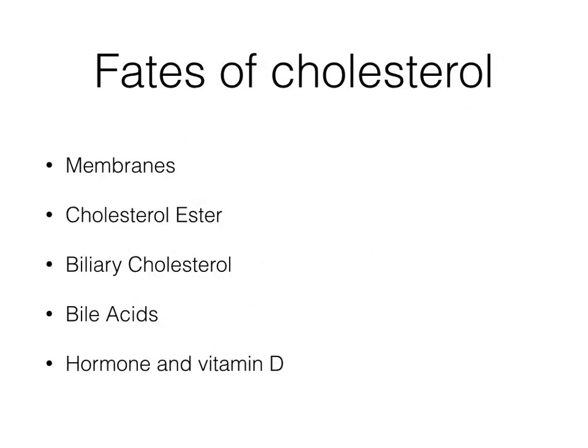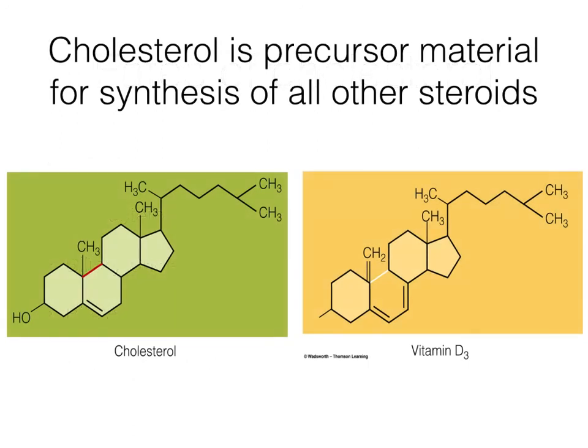To recap, what are the fates of cholesterol? Cholesterol can become part of the cell membrane. It's a minor component, or stored in the form of cholesterol ester. It can be excreted in the form of bile acid, and finally it is a precursor for hormones as well as for vitamin D. Let's take a look at how cholesterol is used in the synthesis of vitamin D.